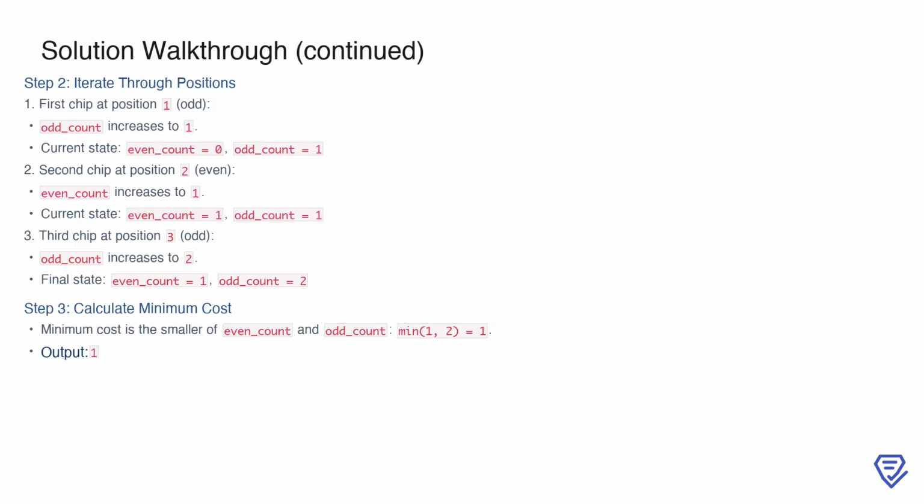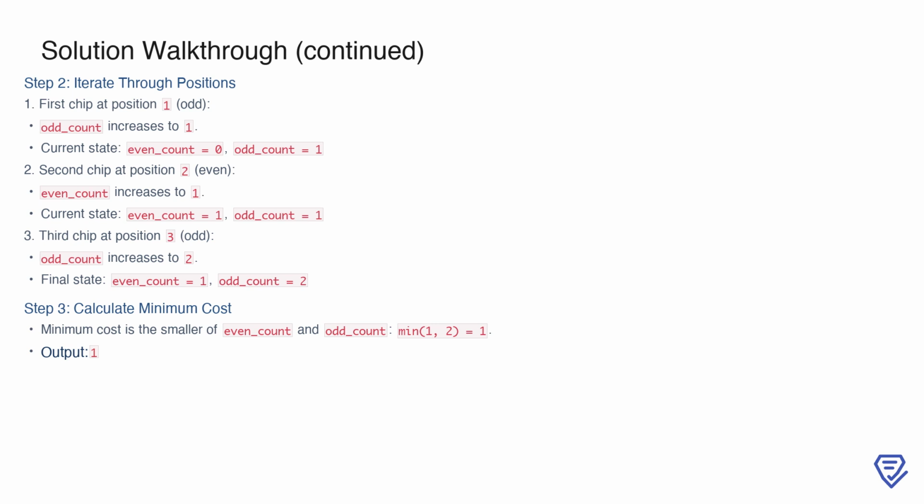Now, we iterate through the positions. Starting with the first chip at position 1, which is odd, we increment odd_count by 1. The current state is even_count = 0 and odd_count = 1. Next, the second chip is at position 2, which is even, so we increment even_count by 1. The state updates to even_count = 1 and odd_count = 1.